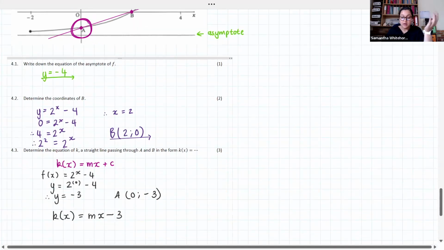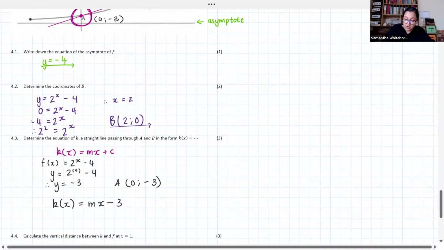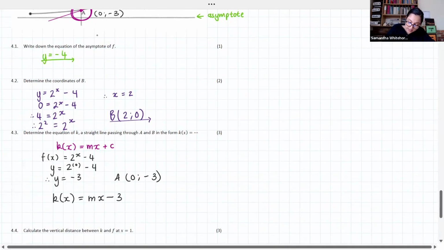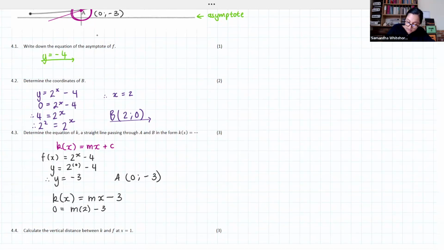To find m now, you can either use the gradient formula because you have those 2 coordinates, or you just sub in b and you solve for m. So if I sub in b, I would have 0 is equal to m times 2 minus 3. So therefore 3 is equal to 2m. Just going to carry on up here. So therefore m is equal to 3 over 2. So k of x is equal to 3 over 2 x minus 3.